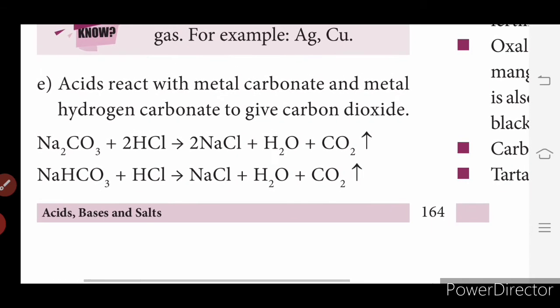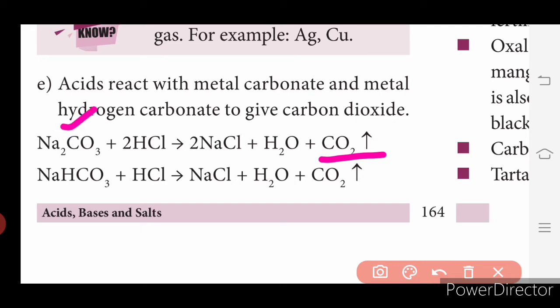Then the next one is acids react with metal carbonates and metal hydrogen carbonates to give carbon dioxide. CO2 is the formula for carbon dioxide. Say Na2CO3, sodium carbonate, plus HCl, when it combines with hydrochloric acid, gives sodium chloride plus water plus carbon dioxide gas.